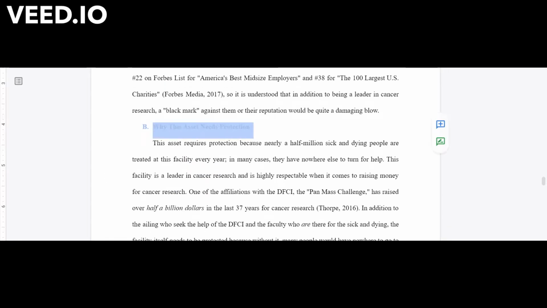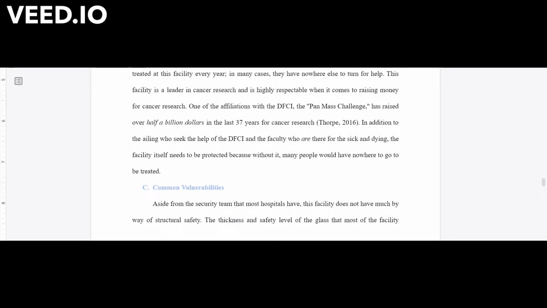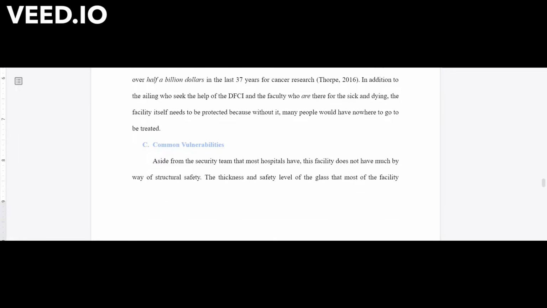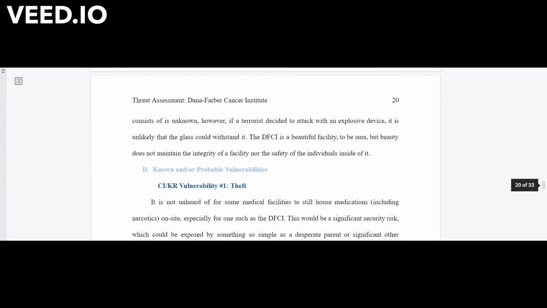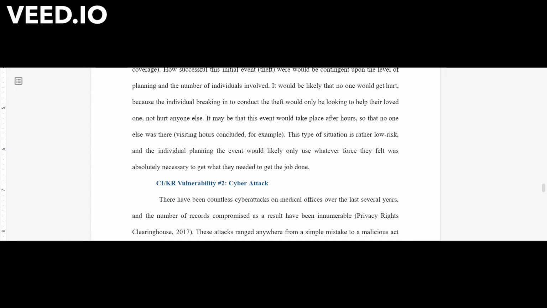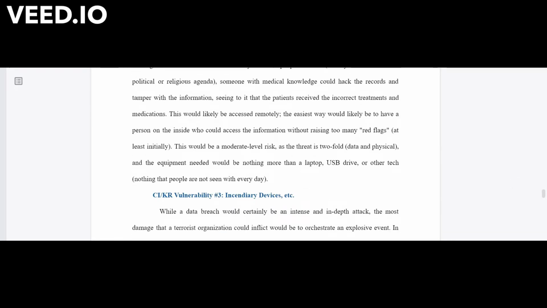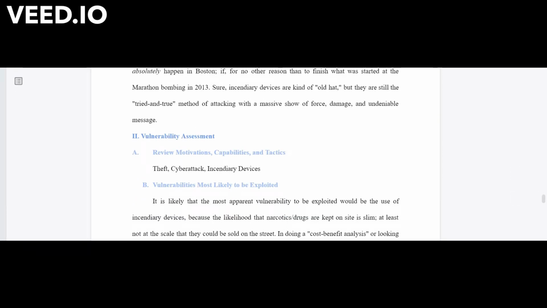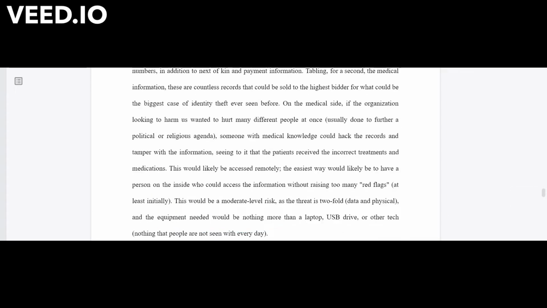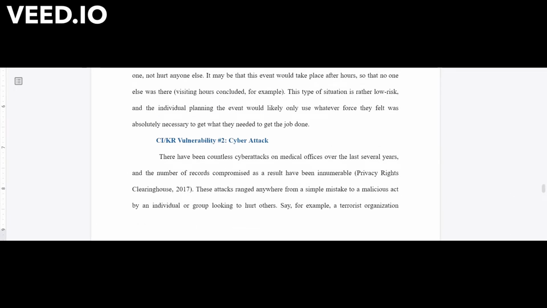So then we look at why this asset needs protection, aside from the fact that our clients told us so, or they're trying to determine whether it does. Common vulnerabilities, just run-of-the-mill everyday stuff. Then we have critical infrastructure known risk vulnerability number one: theft, cyber attack, incendiary devices, etc. Again, those are specific to the Dana-Farber Cancer Institute. However, there's nothing saying that those wouldn't affect any asset, but it's all about context, right?